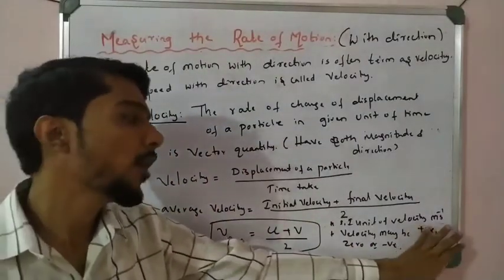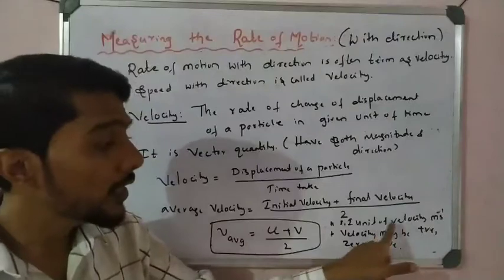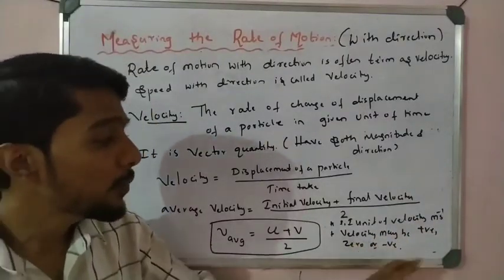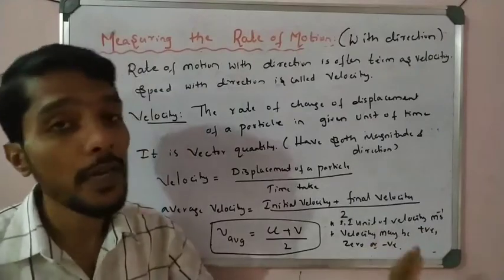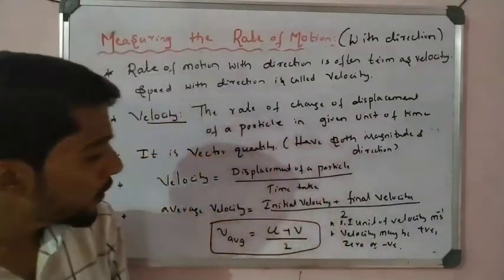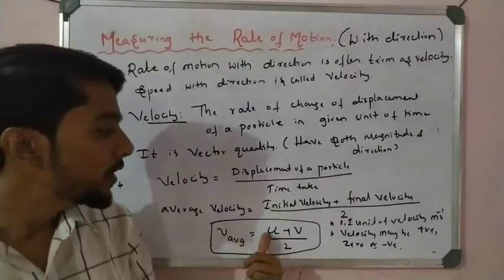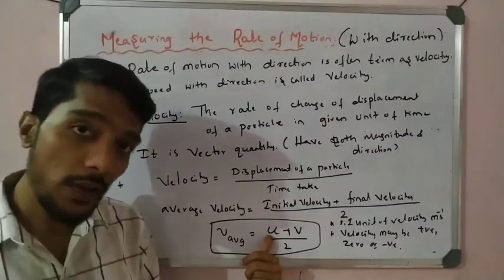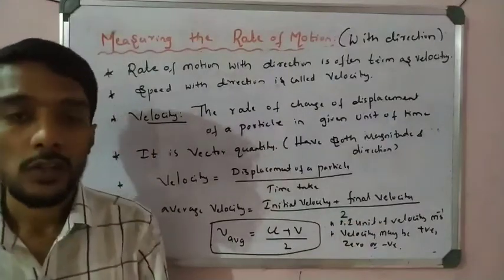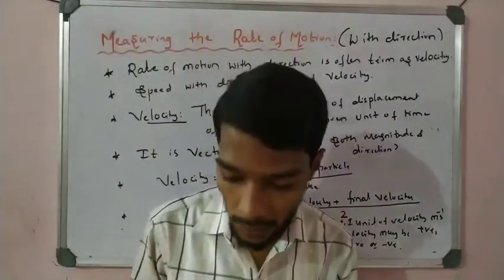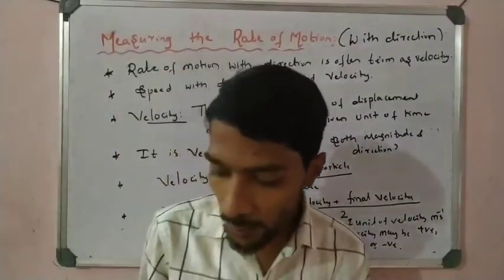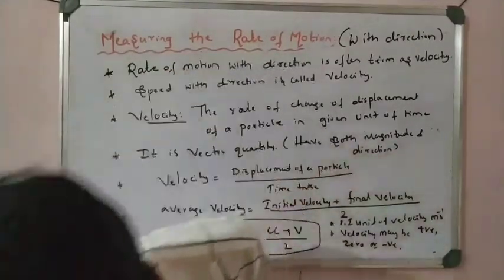The unit is the same, meter per second, but the change is that velocity may be positive, may be zero, and may be negative, but speed is never negative. You have to remember that. And the average velocity is the initial velocity, that is the starting velocity, plus the final velocity, divided by 2. That is called the average velocity. So like that we have to calculate, students. This is all about velocity and speed.